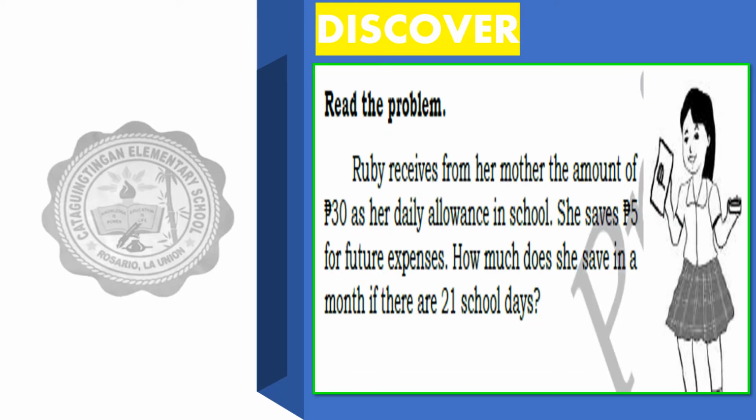Discover. In this modular distance learning class, do you receive an allowance from your mother or your father? Now, let us read a problem of Ruby, who is receiving an allowance from her mother. Okay, let us read. Ruby receives from her mother the amount of 30 pesos as her daily allowance in school. She saves 5 pesos for future expenses. How much does she save in a month if there are 21 school days?